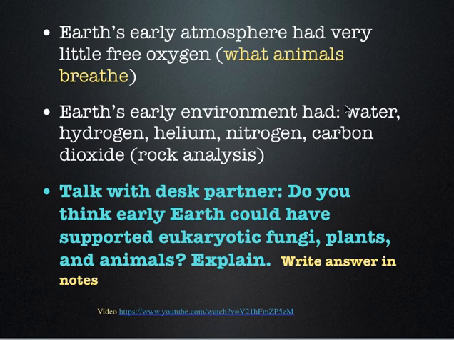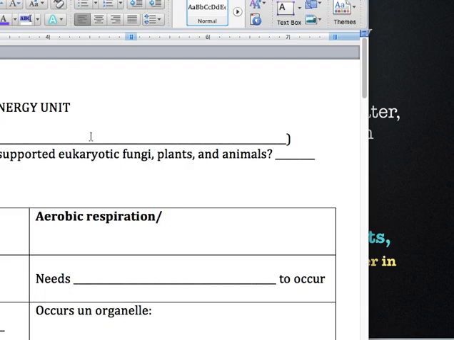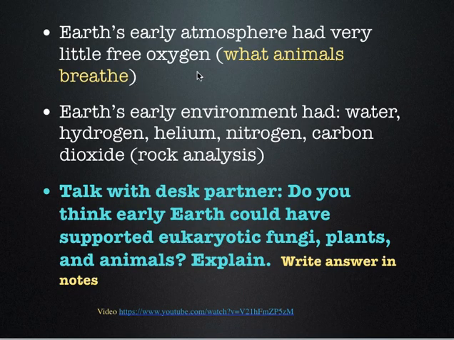So first of all, Earth's early atmosphere had very little free oxygen, and that's your first blank right there. Free oxygen means what animals breathe. So the very top blank at the top of the note sheet is what animals breathe. Earth's early environment had water, hydrogen, helium, nitrogen, and carbon dioxide. You do not need to know this. It is not highlighted. You don't have to memorize it.